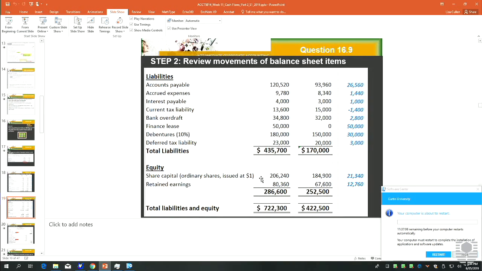Can you see that all right from where you are? Okay, so it's not blocking out anything. Share capital, there's a movement there in our share capital account of 21,340. We've also got that movement there in our retained earnings. See how that 12,760 is the same as your profit after tax? What that means is we haven't paid any dividends, have we? So that's just a little double check for you that the only movement in there is the profit from our P&L. So when you do your retained earnings, remember you add in your profit and you minus out any dividends.